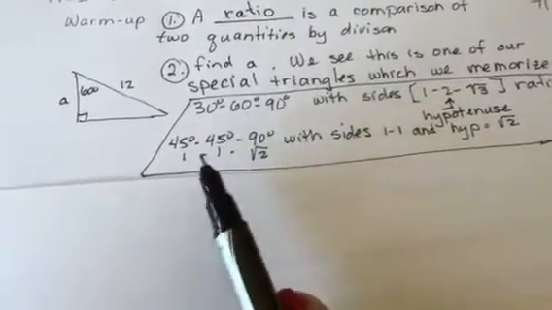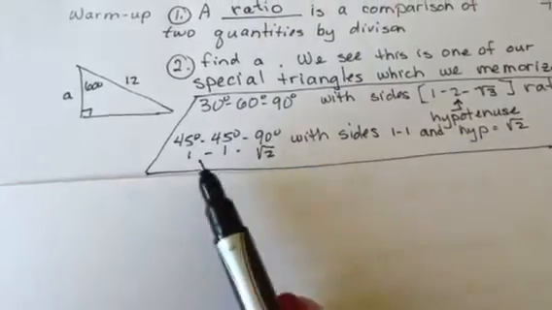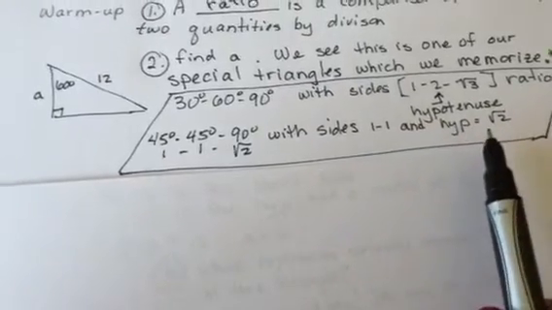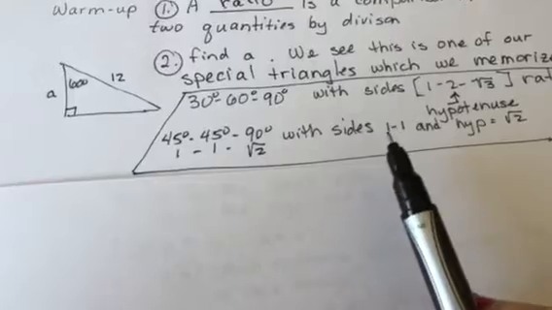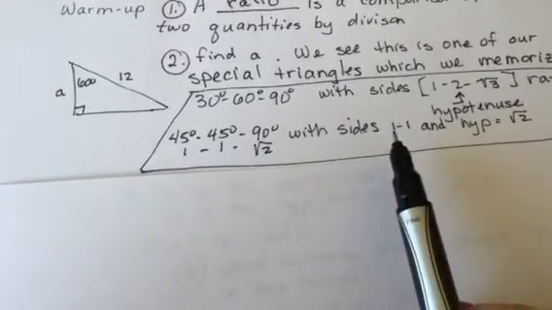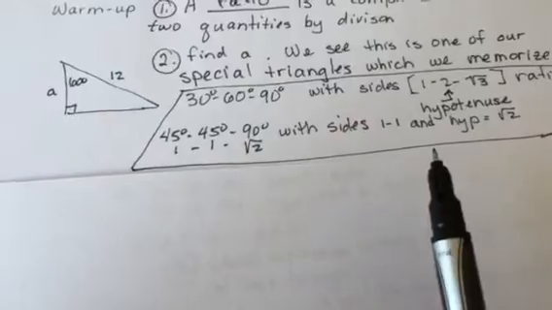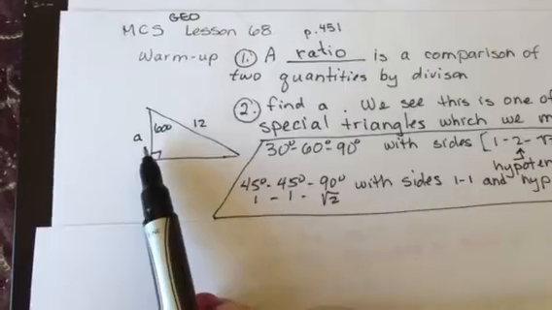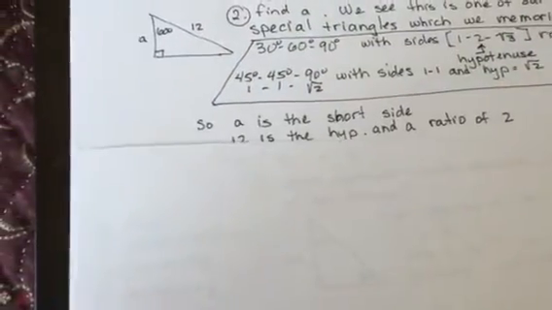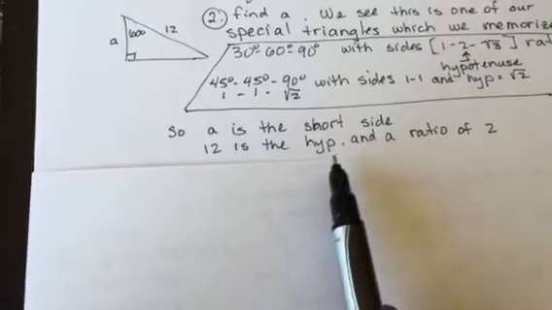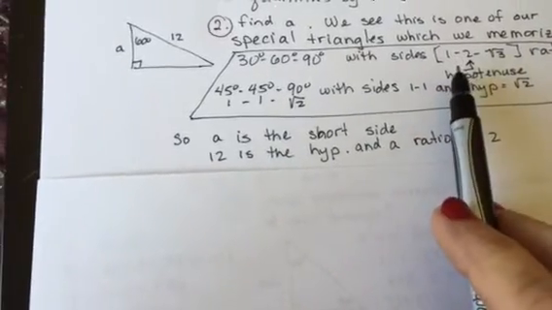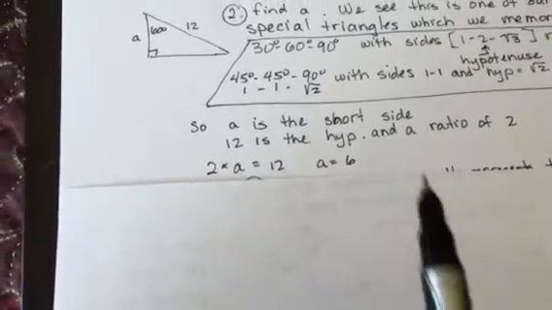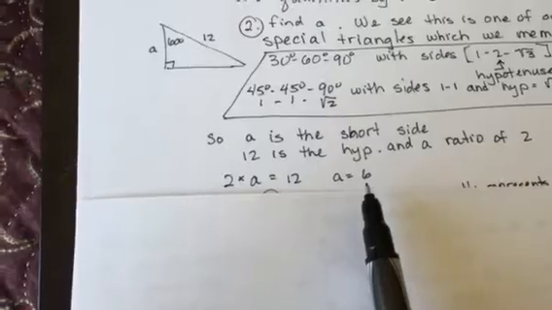So that's 30, 60, 90, and a review of the 45, 45, 90 is 1, 1, square root 2, with the sides each being 1 and the hypotenuse being square root 2. Now, mind you, if the side is b, then the hypotenuse is b times the square root of 2. So here we are back to number 2 to find A. A is the short side, 12 is the hypotenuse, and according to our memorized sides the ratio is 2. So 2 times A is 12, therefore A is 6.